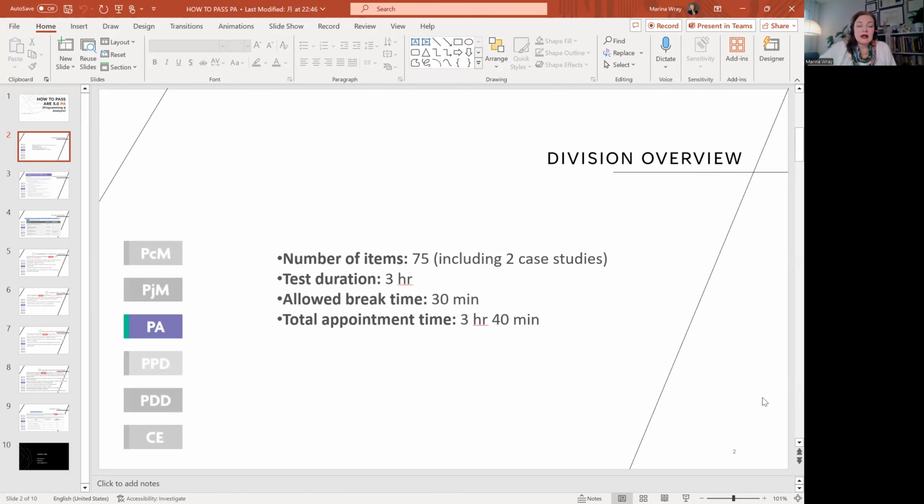The division contains 75 questions, and that includes 2 case studies. This is something consistent that you will see throughout all the 6 divisions. There are always 2 case studies at the end, and they are between, I would say, 6 to 10 questions each. There are usually some supplementary materials as attachments, some excerpt from IBC or some information regarding ADA or zoning or drawings or something like that.